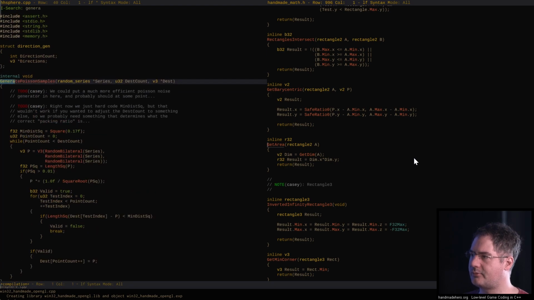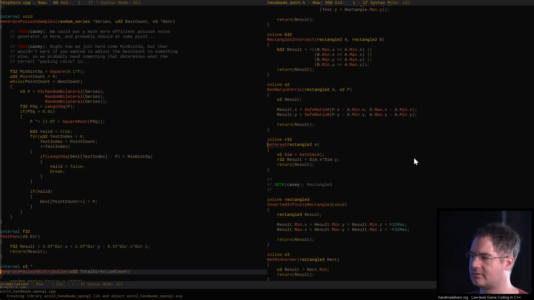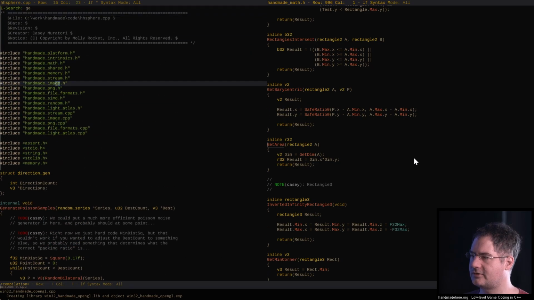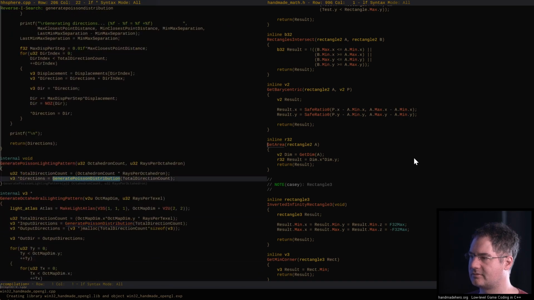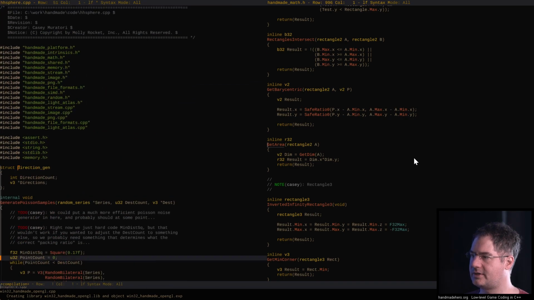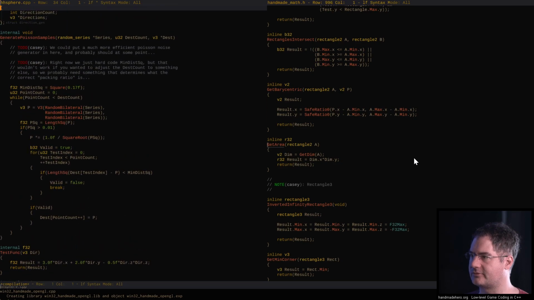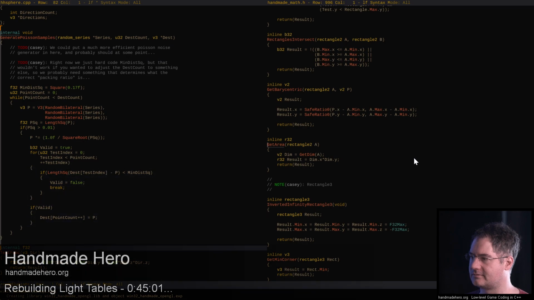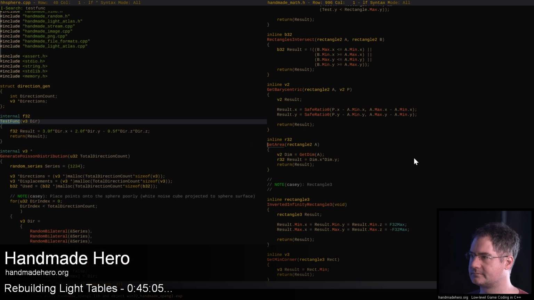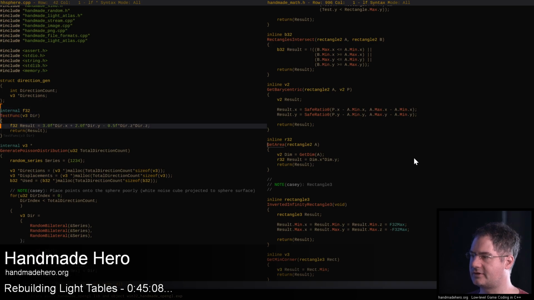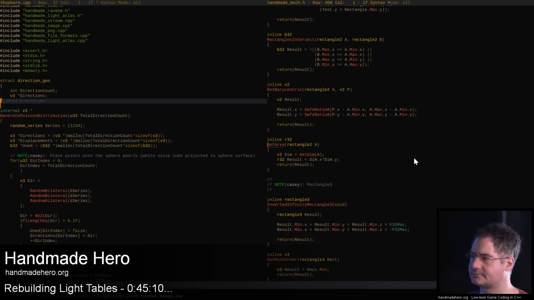So generate Poisson samples here. Nobody calls it. We call generate Poisson distribution, but nobody calls generate Poisson samples. So let's get rid of it. Focus on what we actually have. Nobody calls test func either.